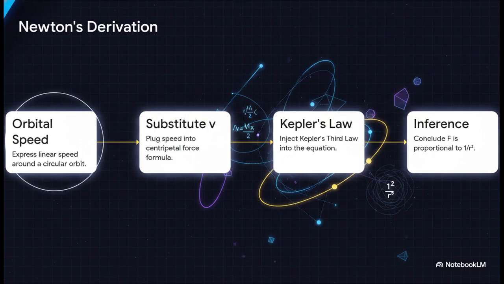Newton cracked this code in 4 methodical algebraic steps. First, he expressed orbital speed. Next, he substituted that into our centripetal force formula. Then, he cleverly injected Kepler's law. And finally, he made his brilliant mathematical inference. I really want you to follow this beautiful piece of logic closely with me, because it literally changes everything.